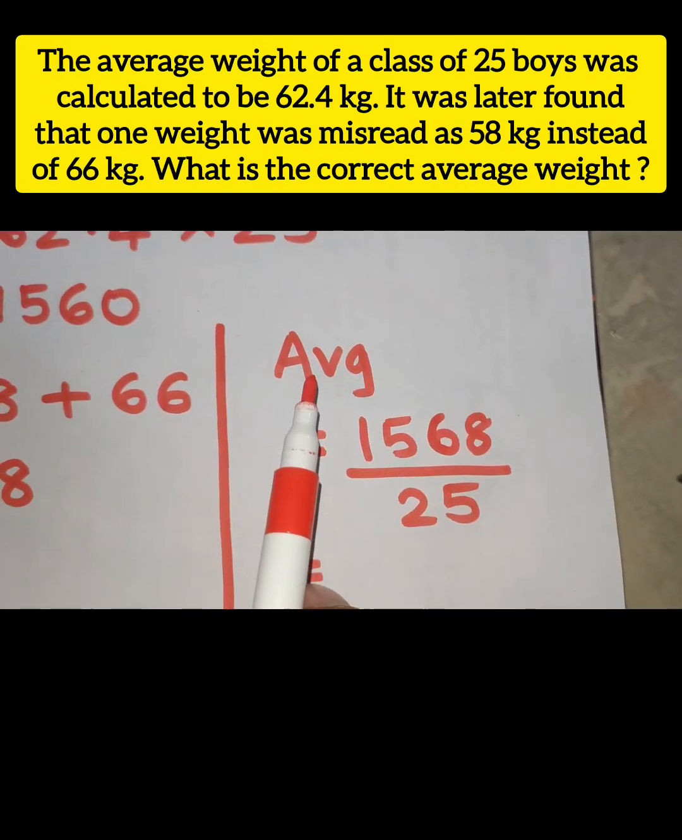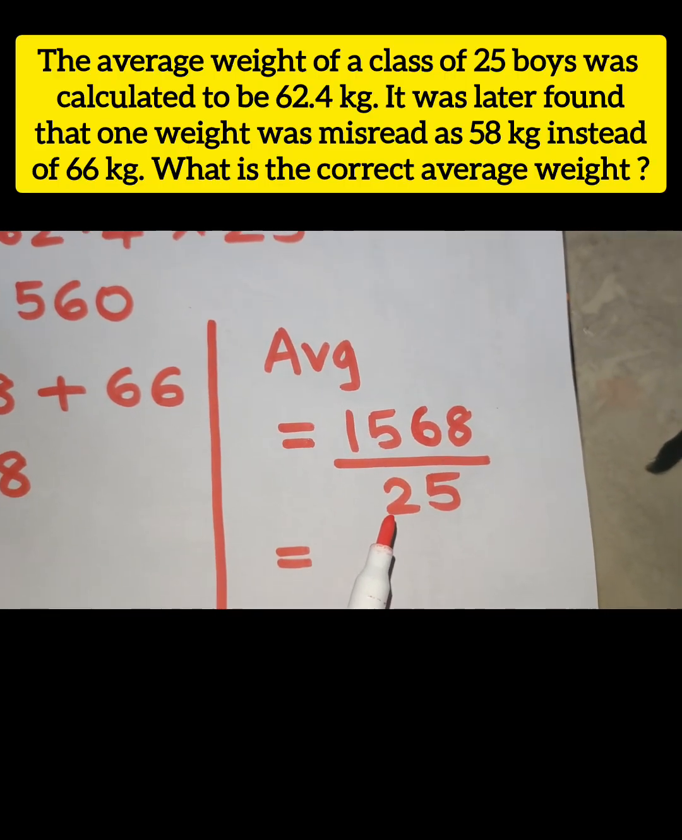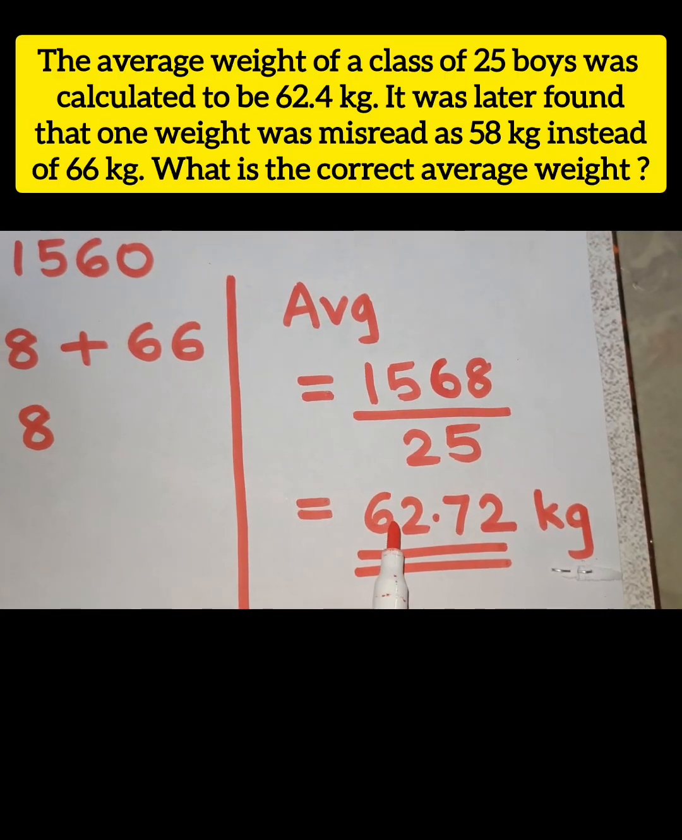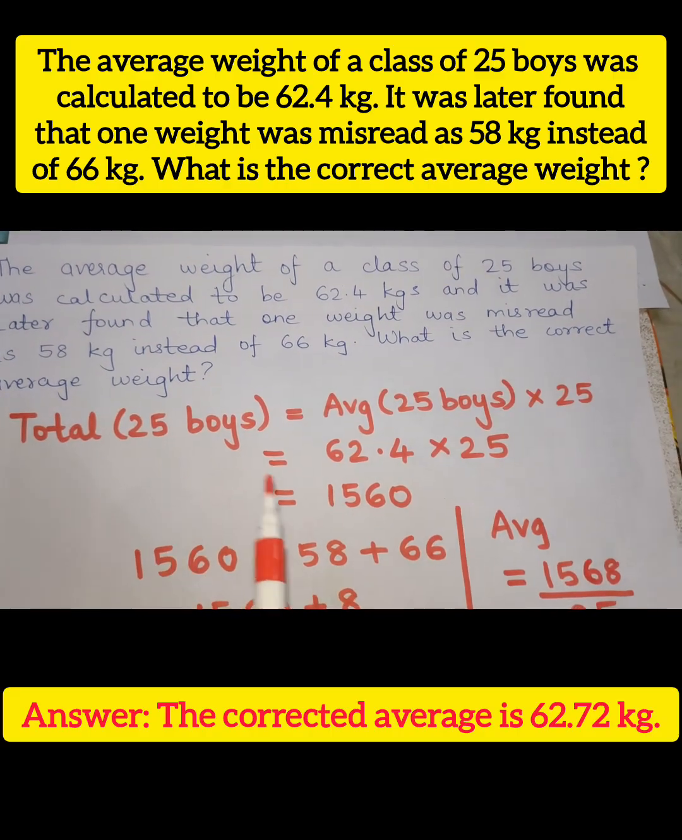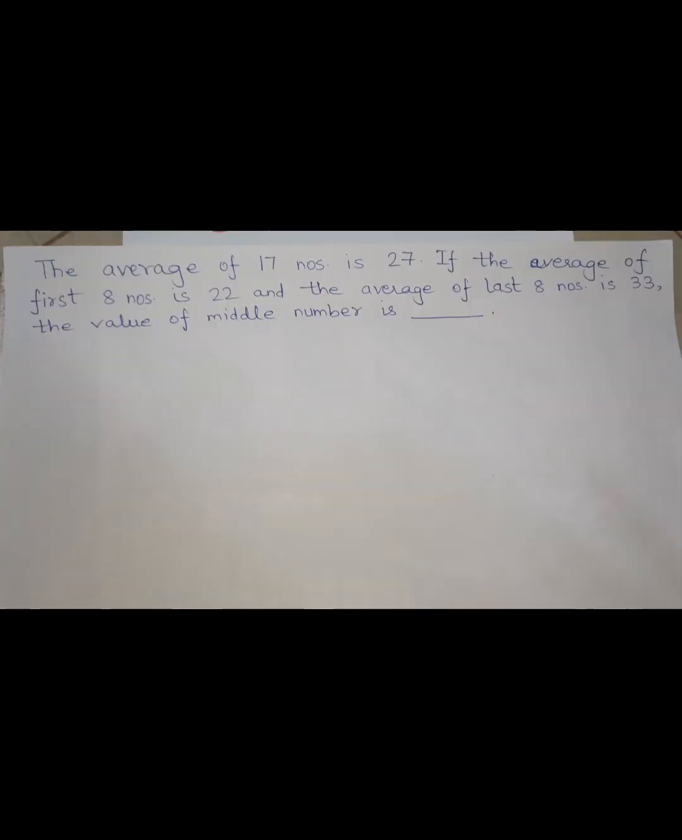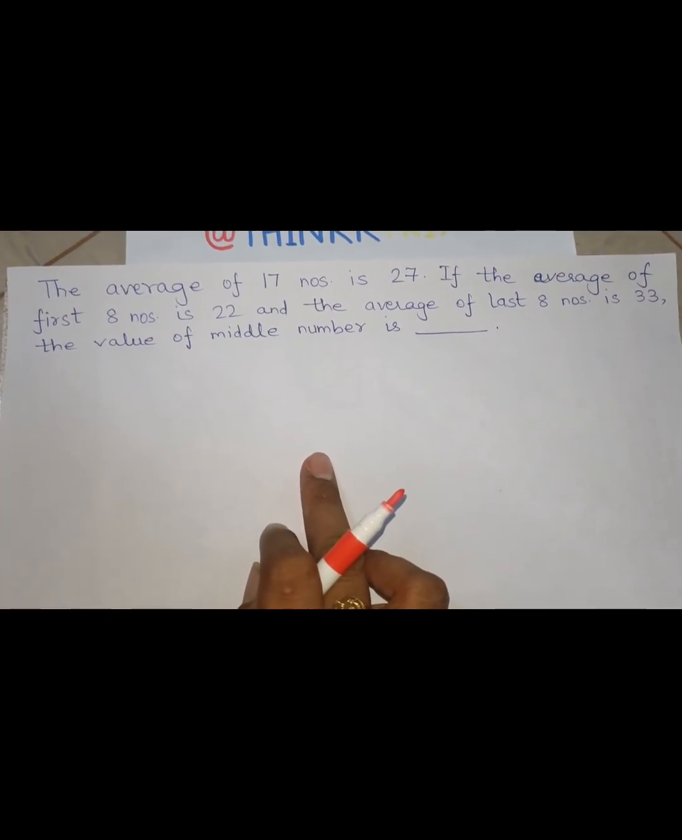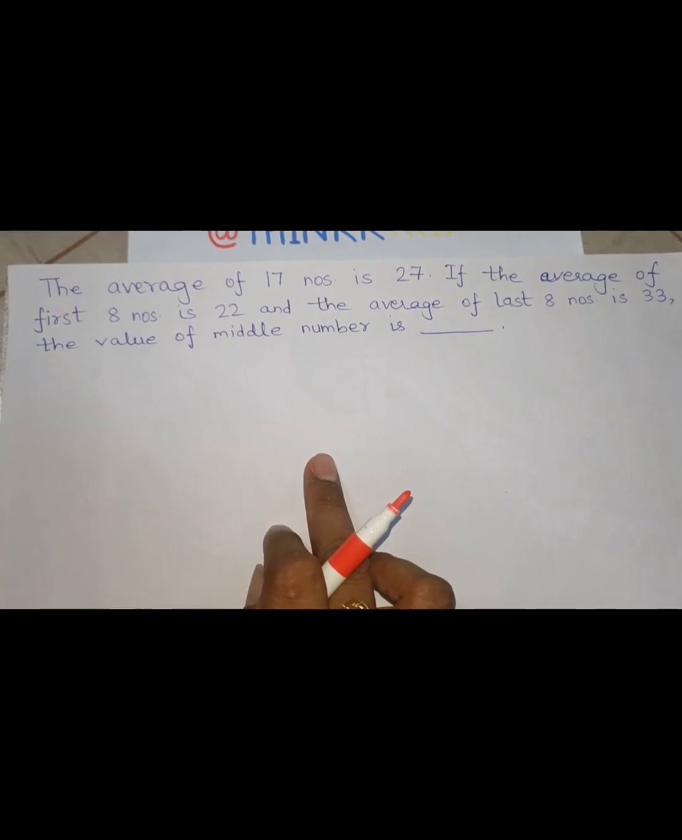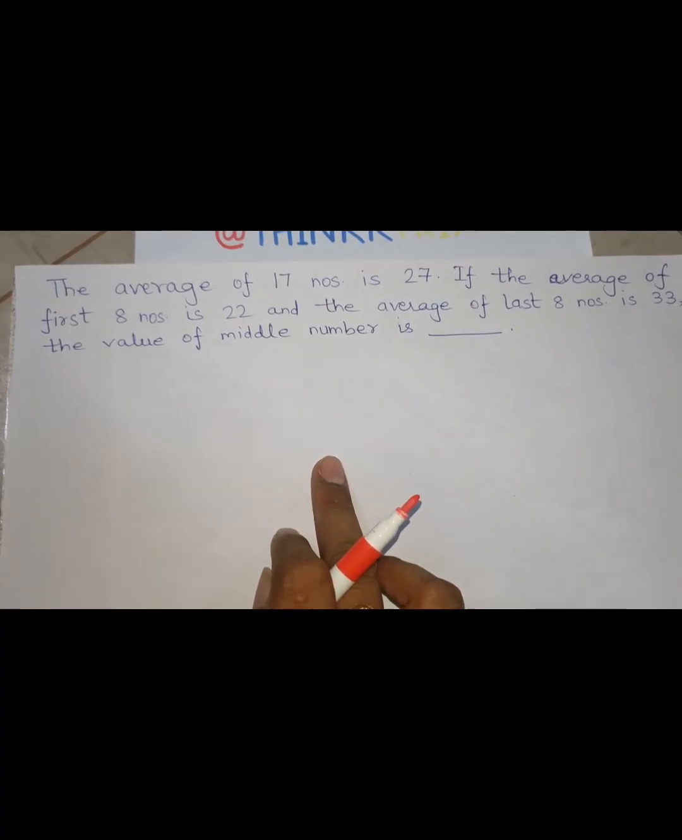Let us find the corrected average. So 1568 divided by 25 will give me 62.72 kgs. So the corrected average weight is 62.72 kgs. The next question says the average of 17 numbers is 27. If the average of the first 8 numbers is 22 and the average of the last 8 numbers is 33, the value of the middle number is.